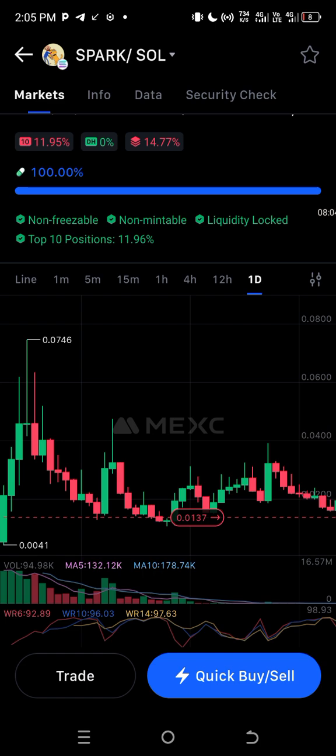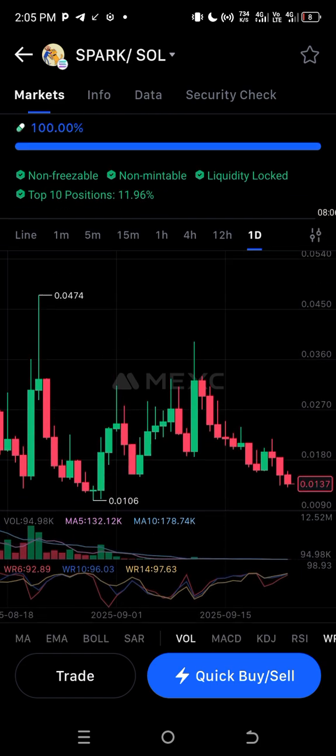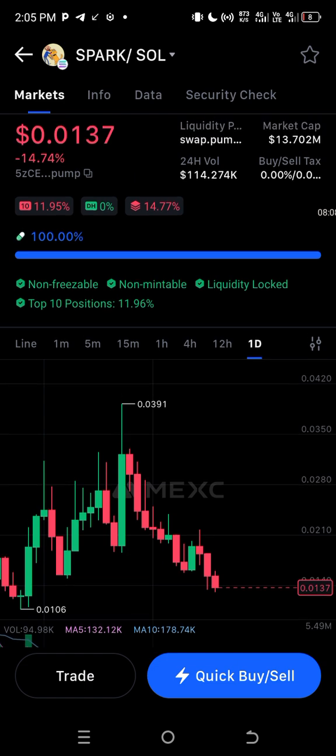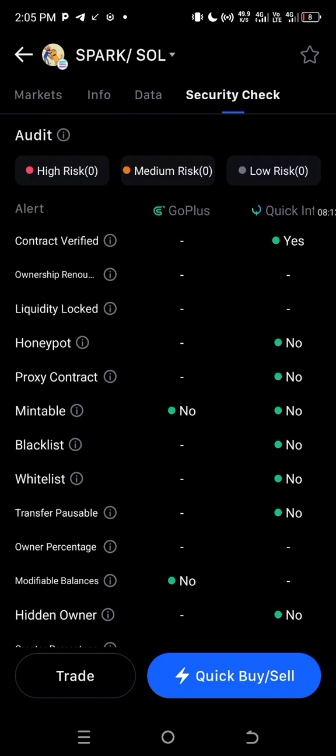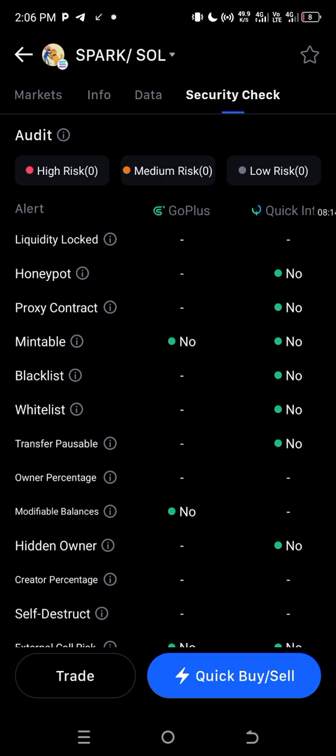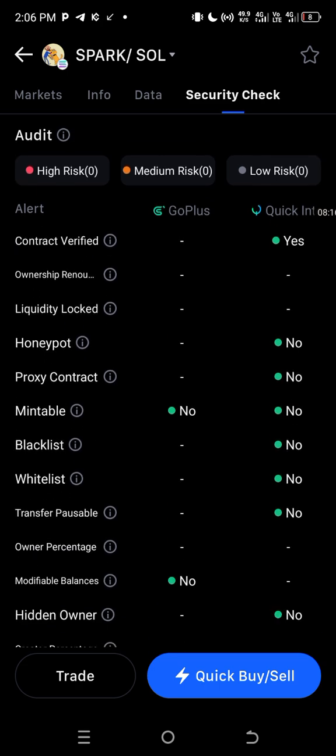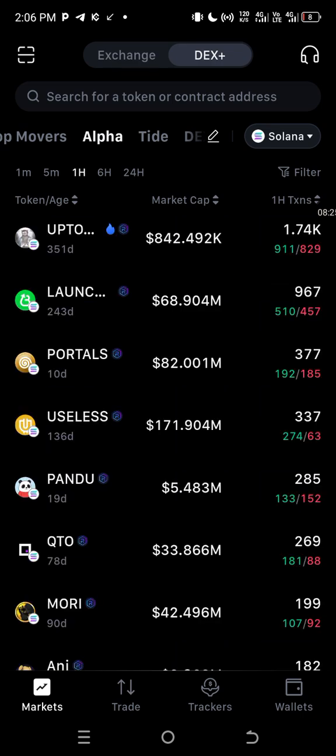So this is already telling us that price is coming down. I like this asset because it looks, let's check the security check. Everything is okay with this asset. So I like this asset a lot. All right, so if I was to trade this, I'll be selling it. Cheers, guys. See you in the next video.